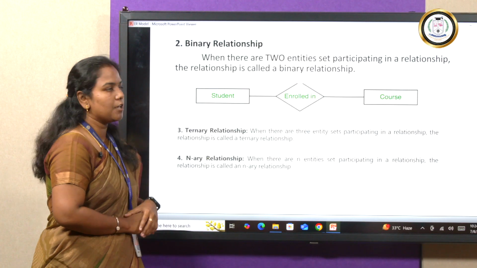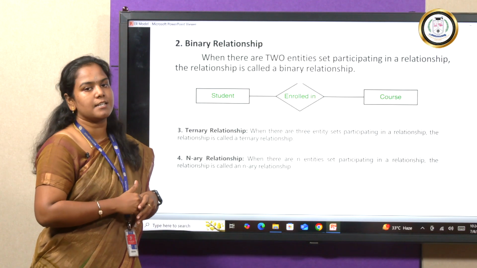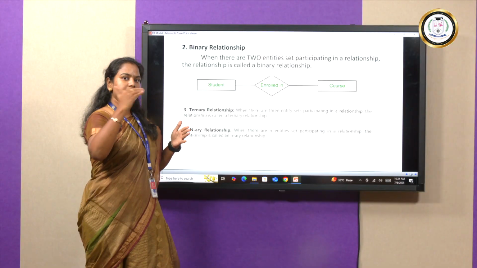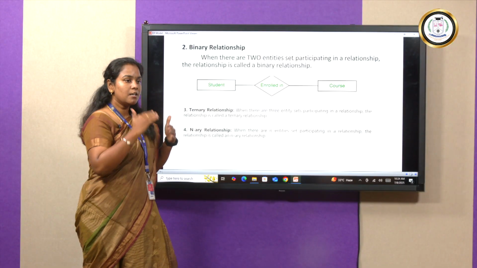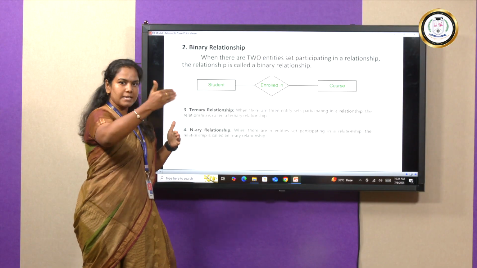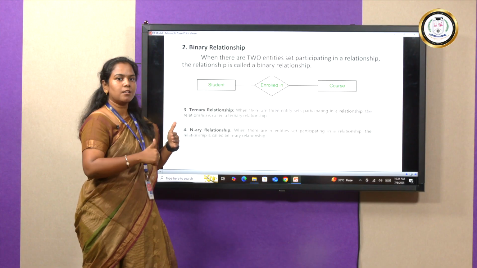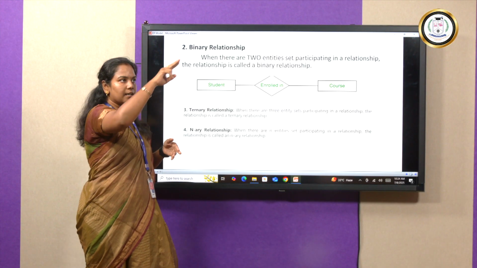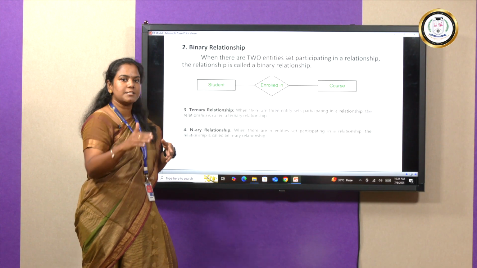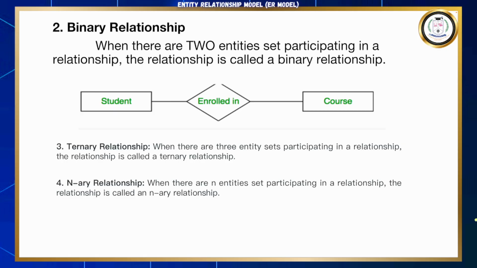Second one is ternary. If we take three entities in a relationship, for example, student, teacher, course. Three different entities are there. Student takes a course, teacher takes a course. Teacher teaches the course to the student. So three entities are participating in a relationship, that comes under a ternary relationship.